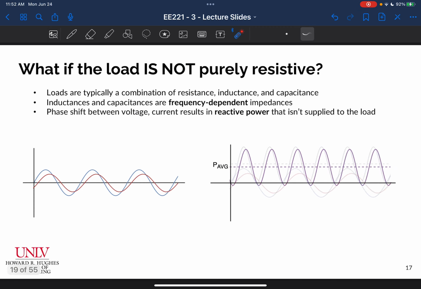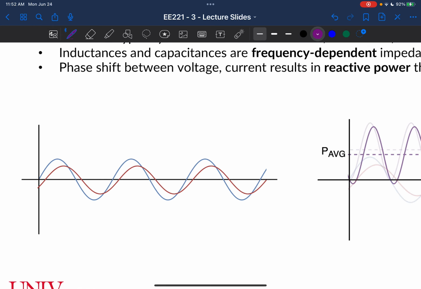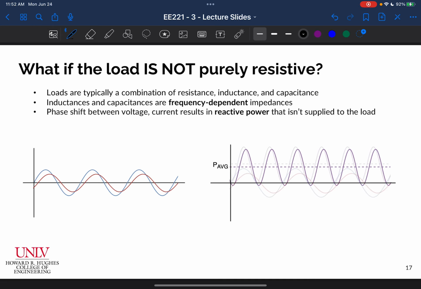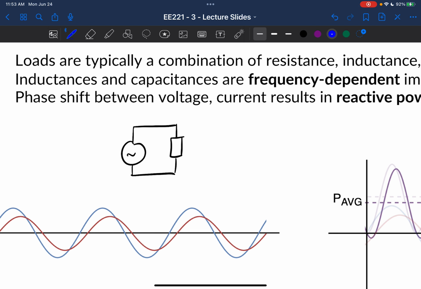So what happens when the load is not purely resistive is at the source. If I were to draw a circuit here, this is my source, and I have some load here that's not necessarily purely resistive. Now, when I examine this Vs of t, and I examine Is of t, I guess I should draw this Vs of t in blue because that's what I'm plotting in this slide.